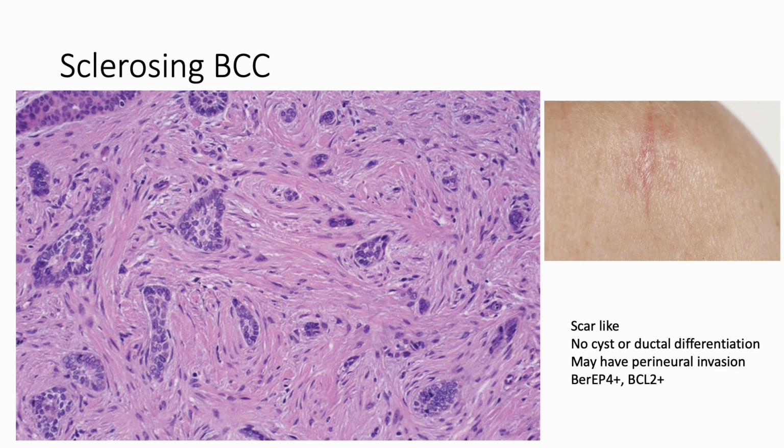So if you have this type of morphology, you should think of other pasively tie type tumors, and I will include a slide in the next section to talk about the differential diagnosis. If you have anything in doubt, you can look closer for perineural invasion, which will confirm the diagnosis, and it is staining positive for BER-EP4 and BCL2.